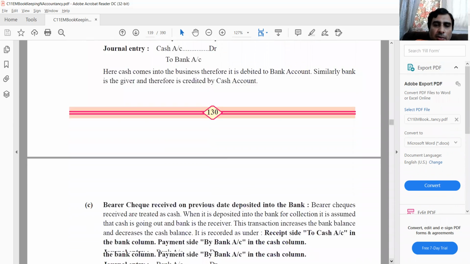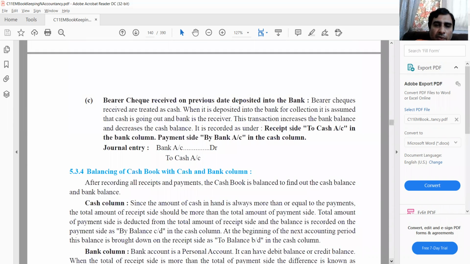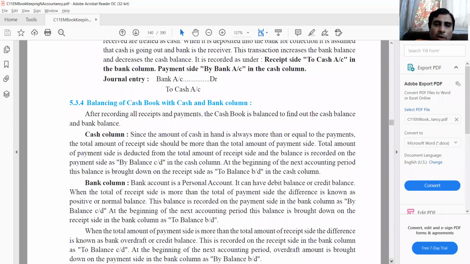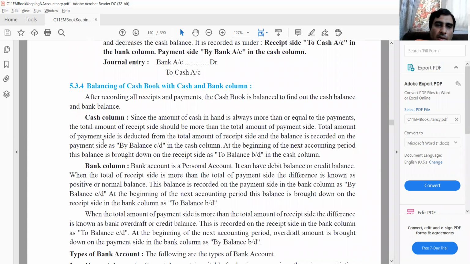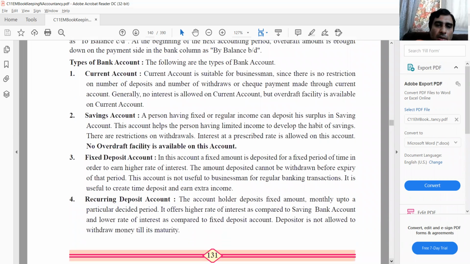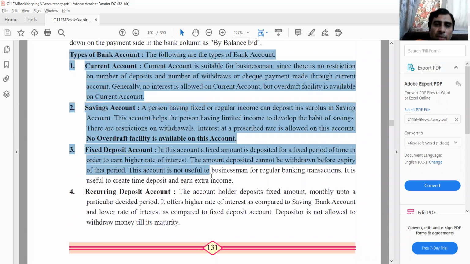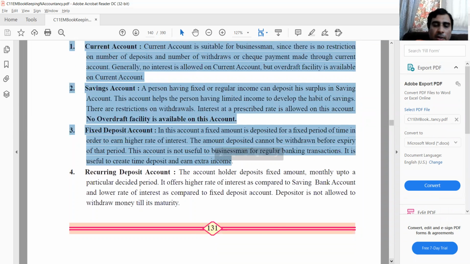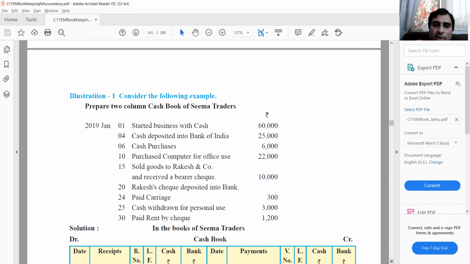So these are examples of contra. Balancing of cash book and bank columns. This is easy, right? Only thing in the bank column, you have to total both the sides. Sometimes if there's an overdraft, the right side will be greater than the left side and it will be a negative balance or overdraft balance. We're not going to go through types of bank accounts now. Let us move forward. Illustration.